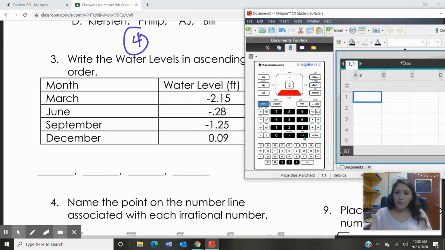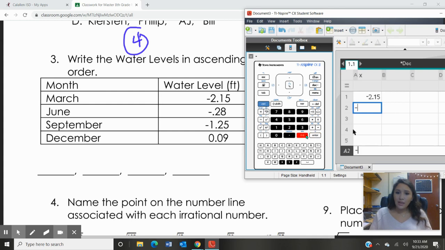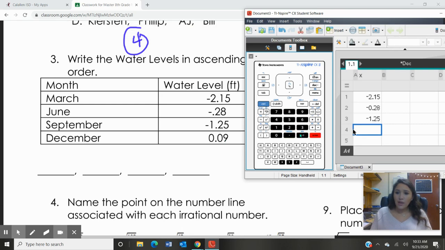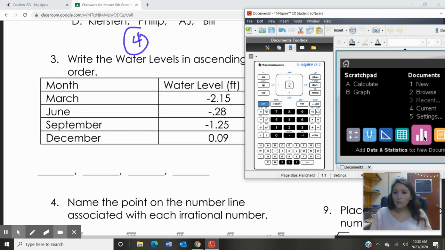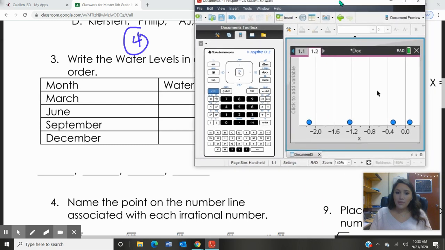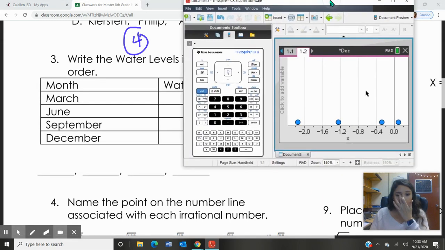My first value is negative 2.15. My next value is negative 0.28. And then my next value is negative 1.25. And then lastly, my last number is 0.09. I'm going to press enter. I'm going to press the on button. I'm going to go over to data and statistics, and then I'm going to label my x-axis. Okay, so this put them in least to greatest for me.